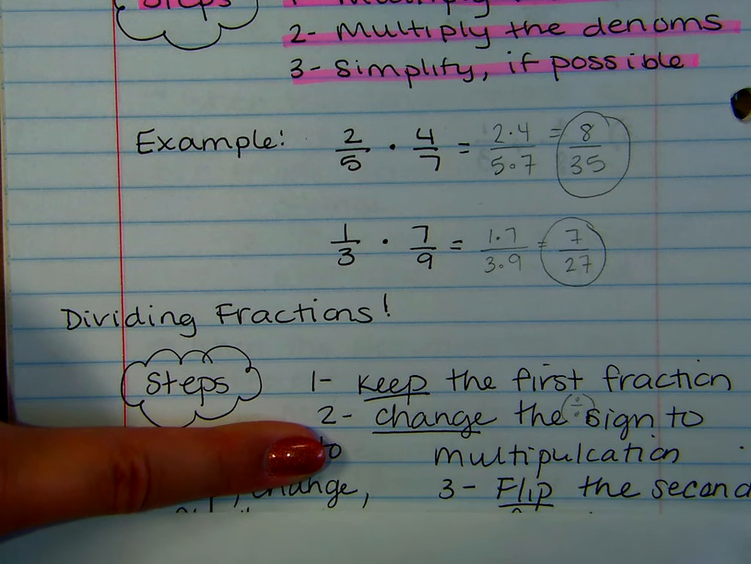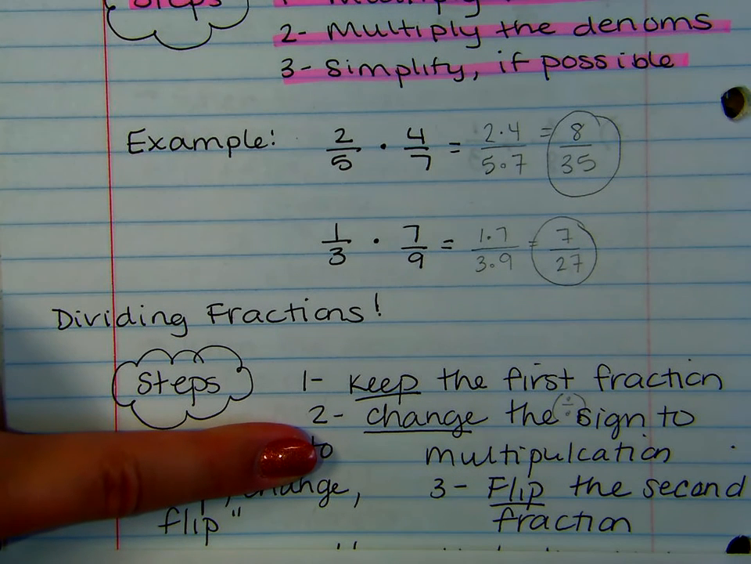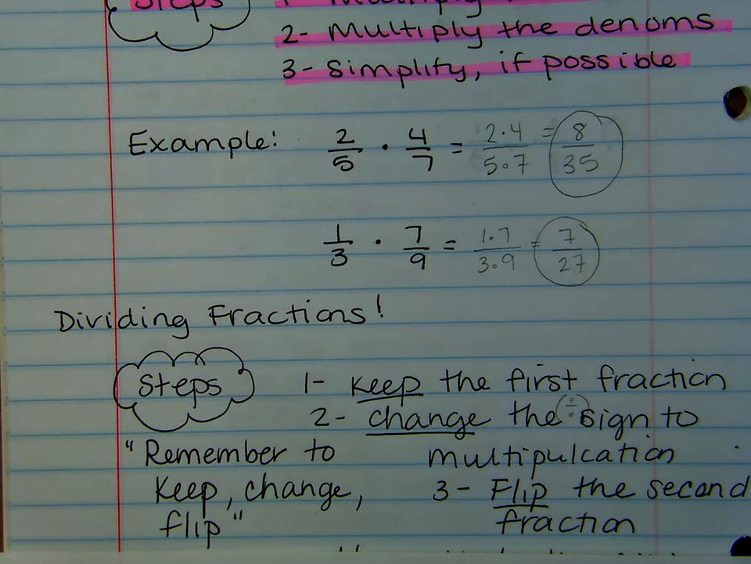Sorry about that. So instead of it being division, we are going to go ahead and change it to multiplication. And then our third step is we are going to flip the second fraction. Okay? Turns out it's more like KCF, but I like saying KFC. All right? So we're going to flip the second fraction.